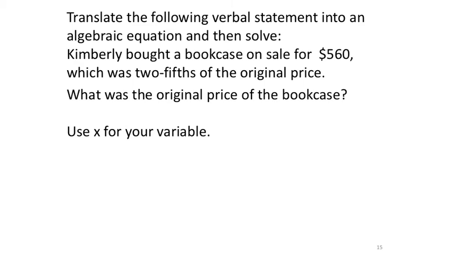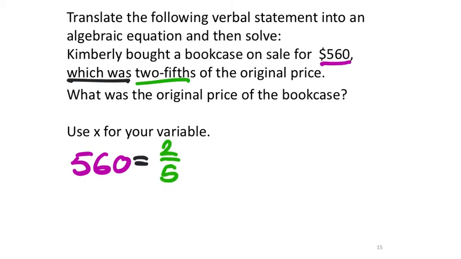Kimberly bought a bookcase on sale for $560, which was 2/5 of the original price. What was the original price of the bookcase? We'll use x for the variable, which appears to be the original price of the bookcase. So for this one, she's going to buy this bookcase for $560. So that's what she's going to spend, but it is, or was, so that's the equals part right there, 2/5, there's a fraction there, 2/5 of the original price. And the original price is what we're solving for. That's the unknown part of the equation.